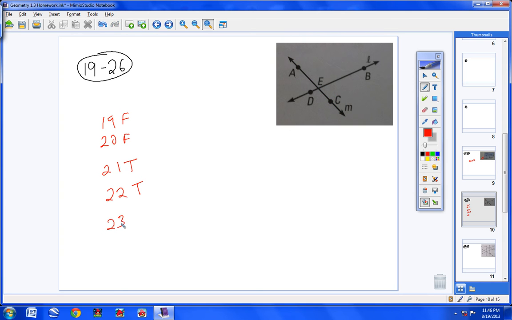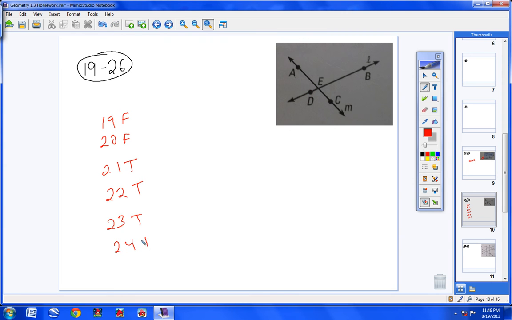Number 24, D, E, and B are collinear. They lie on the same line. D, E. Now, E is referring to that intersection point, and B. D, E, and B. Are all 3 of those points on the same line? Yes, they are, most definitely. So they are collinear. So 24 is true.